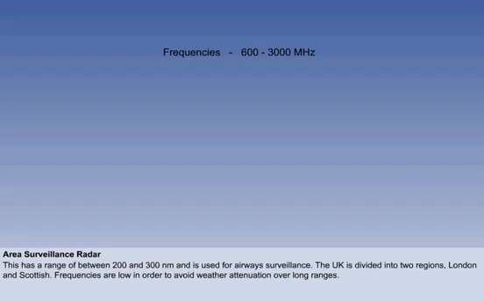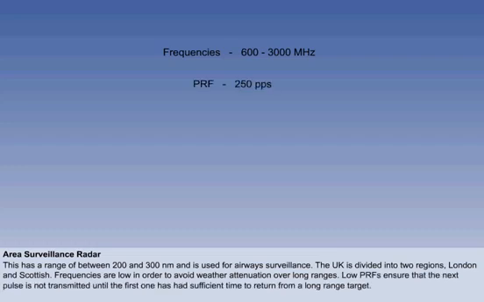Frequencies range between 600 and 3000 MHz in order to avoid weather attenuation over long ranges. A frequency of 3000 MHz would give a wavelength of 10 centimeters. PRFs are usually around 250 pulses per second. This ensures that the next pulse is not transmitted until the first one has had sufficient time to return from a long-range target.